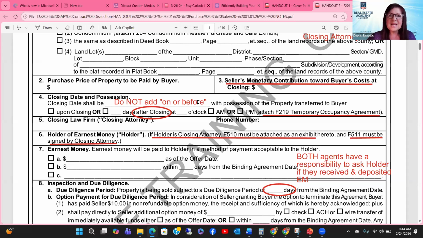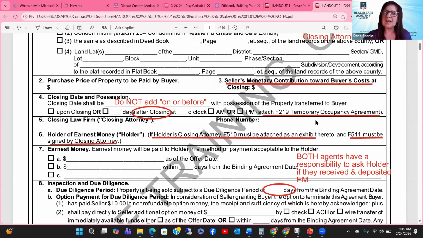Closing date. Put in a specific date, y'all. Stop putting "on or before." Do not put "on or before March 26, 2026." That does not indicate a meeting of the minds and is not necessarily enforceable. You need a specific date, and if the parties want to change it, you would change it via amendment.